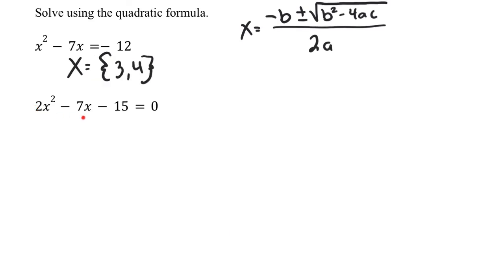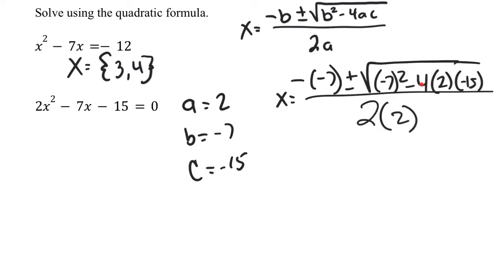Alright, for the other one, like I said, A, B, and C, it's already set equal to 0. A is equal to 2, B is equal to negative 7, and C is equal to negative 15. If I plug it all in, it'll look like this after it's plugged in. And then the next thing we're going to do is get rid of these and go ahead and work out the discriminant and do the 2 times 2 part.